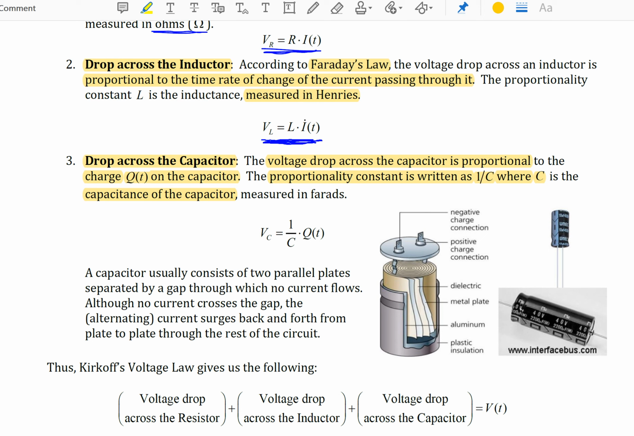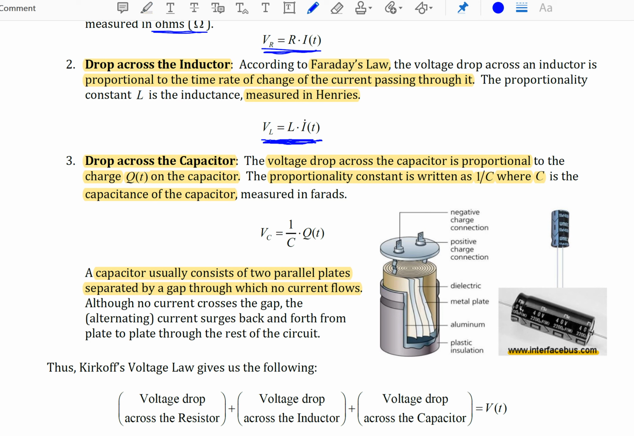They come in various sizes. The capacitor in many circuits uses these tiny little guys. However, some capacitors are much larger and can be the size of your fist. A capacitor usually consists of two parallel plates separated by a gap through which no current flows. Although no current crosses the gap, the alternating current surges back and forth from plate to plate through the rest of your circuit, as we have shown previously.